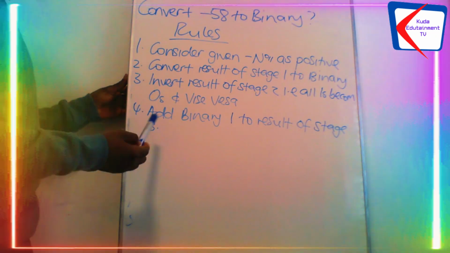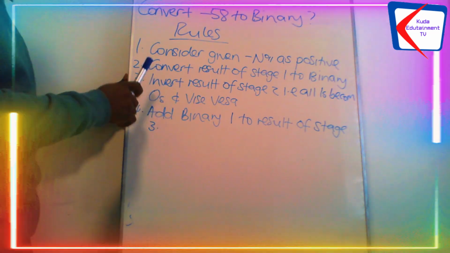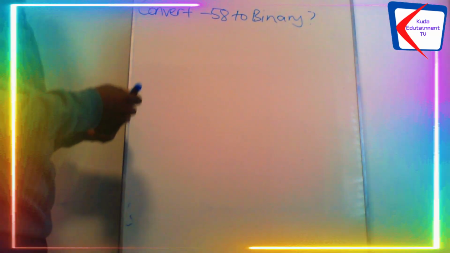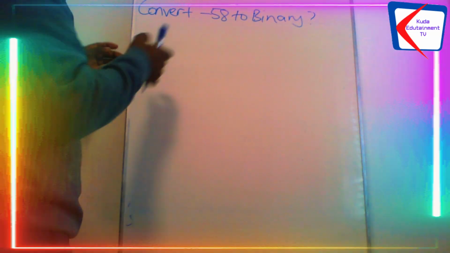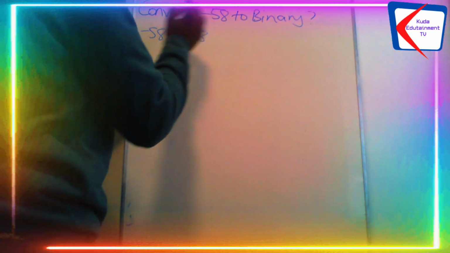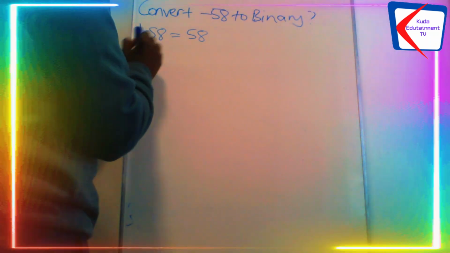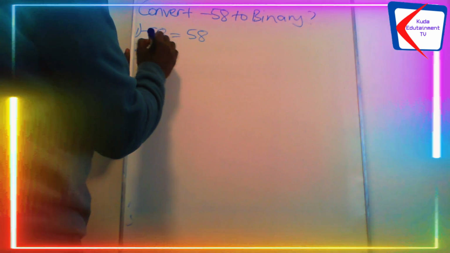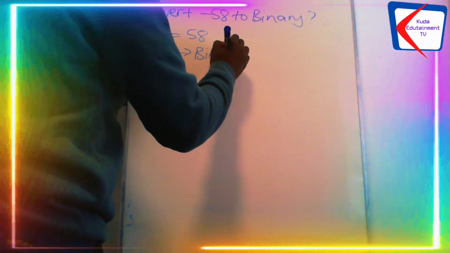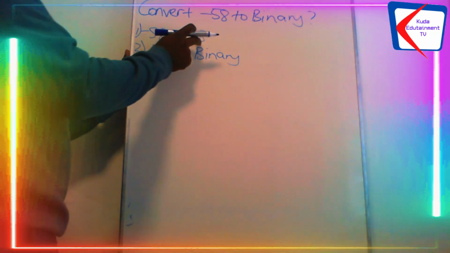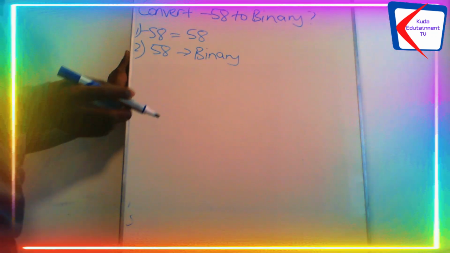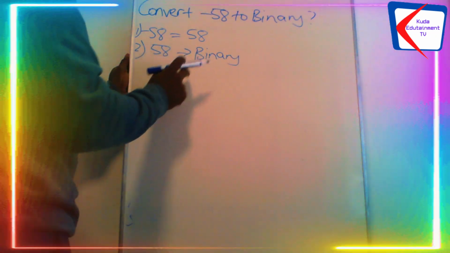Now let me show you these rules in operation. Using those rules, our negative 58 would be equal to 58. That is stage number 1. Then stage number 2, we need to convert 58 to binary. 58 is greater than the largest denary number that we can make using a 4-bit binary unit. Therefore, we need an 8-bit binary unit to convert 58 to binary.